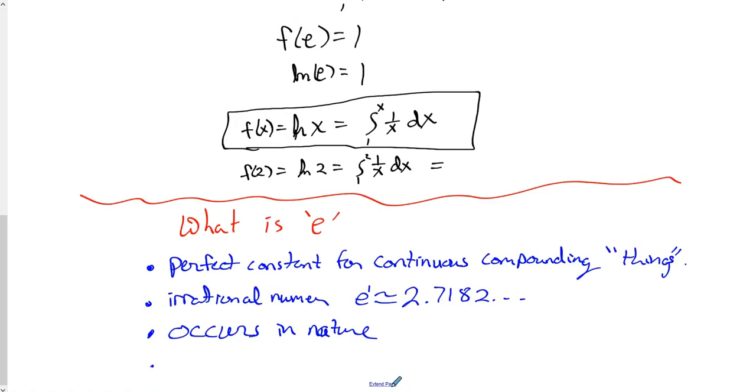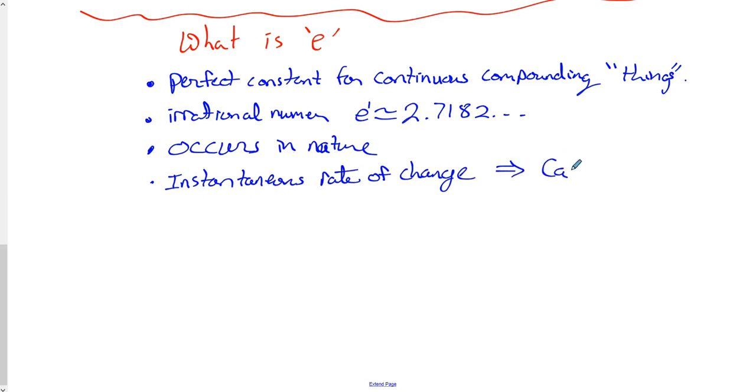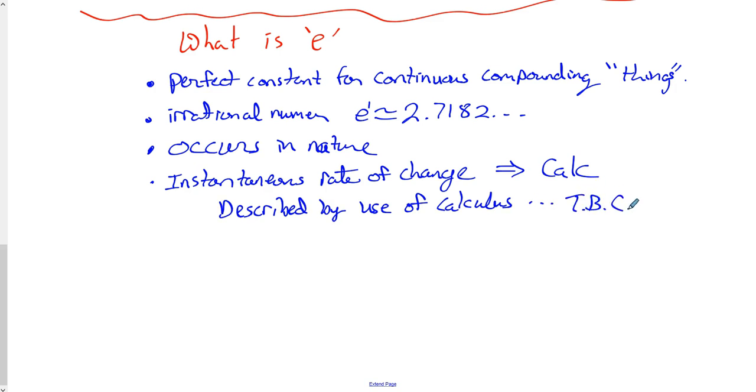And the one that I'm just beginning to horse around with a little bit is that it is this thing for instantaneous rate of change. Okay, and that very closely connects with calculus, right? Like instantaneous rate of change sounds a little bit to me like calculus. So this can be described by calculus. And that, my friends, is to be continued. So we'll get back to this as we learn a few more properties about logarithms and back to e.